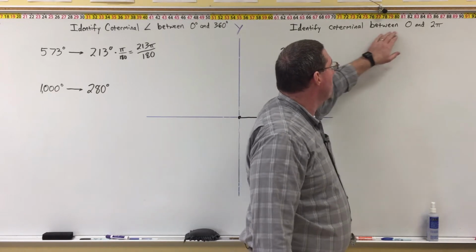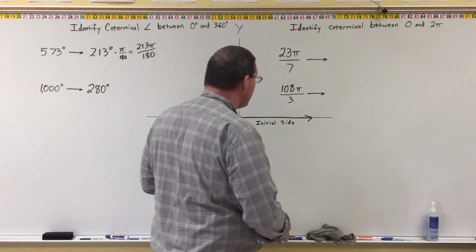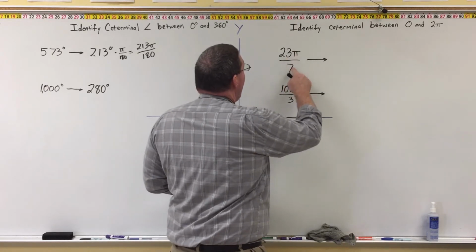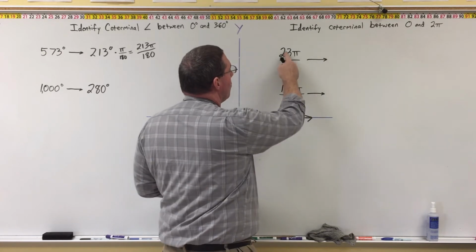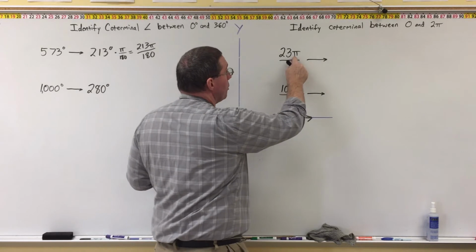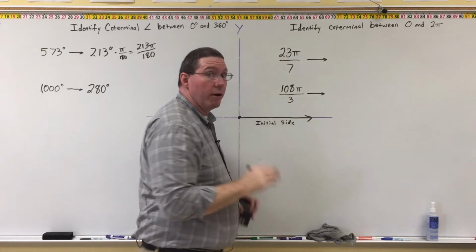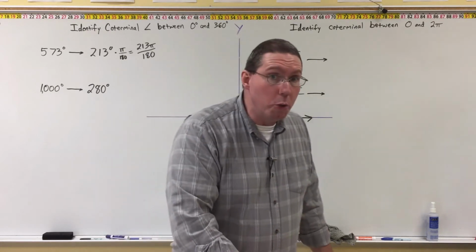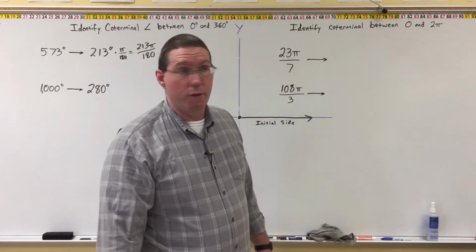All right, well, let's say we're given these questions over here, and now we're told to identify a coterminal angle that's between 0 and 2 pi. Now we want it in radians. Well, 23 pi over 7 is larger than 2 pi. I know that because 23 divided by 7 is larger than 2. So if you ignore the pi and divide the number in the numerator by the number in the denominator, if that number is larger than 2, then the overall number is larger than 2 pi.